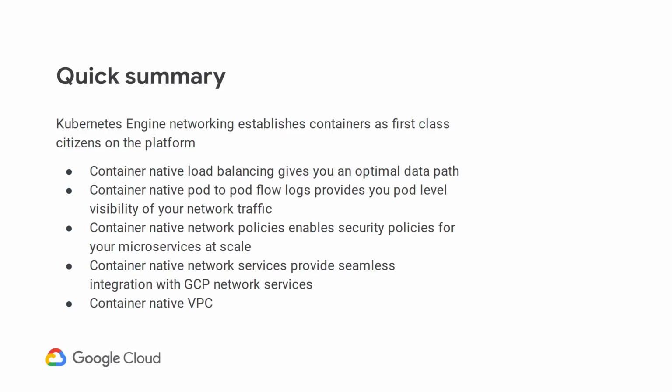Container native network policies are enforced at the scale that we promise, which is 5,000 nodes, and ensure that only certain services can talk to certain other services that you control. And there is seamless integration with some of the container native network services, which definitely enhance some of the applications that you want in your containerized web apps. Some of the other settings that we recommend include private clusters or container native VPC, such that your deployment is within the trusted boundary of your VPC.